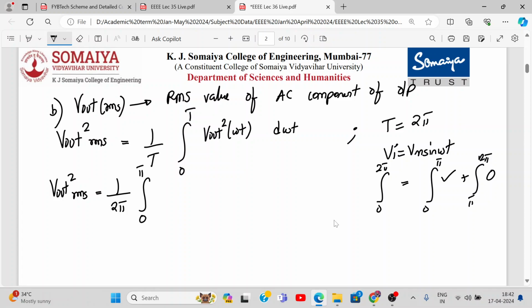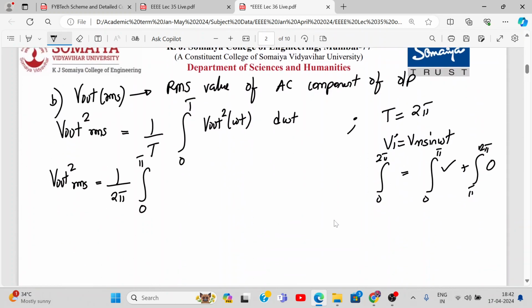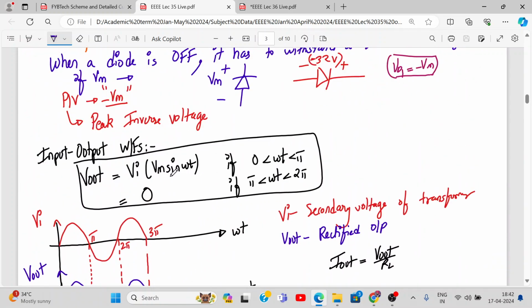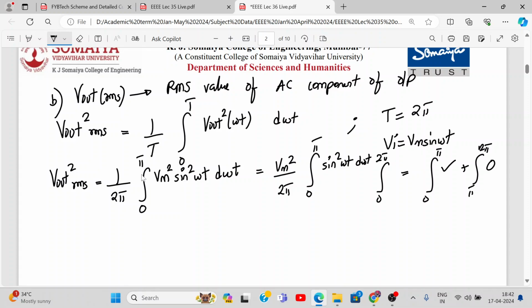So 0 to pi. What is V out square? Actually, Vi. See, at the start, in the previous lecture, we have written that V out is equal to Vi, which is Vm sin omega t from 0 to pi, and from pi to 2 pi it's 0. So based on this, V out square will be Vm square sin square omega t d omega t. Now Vm square we will take out.